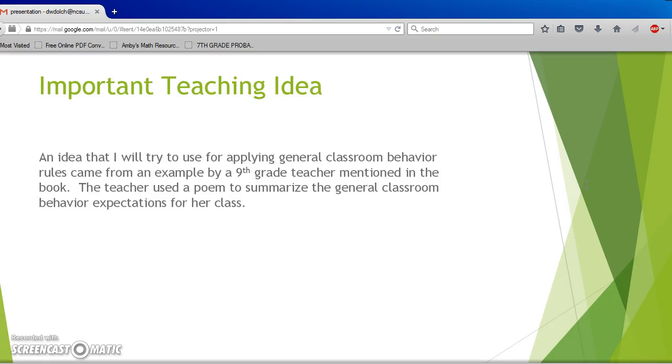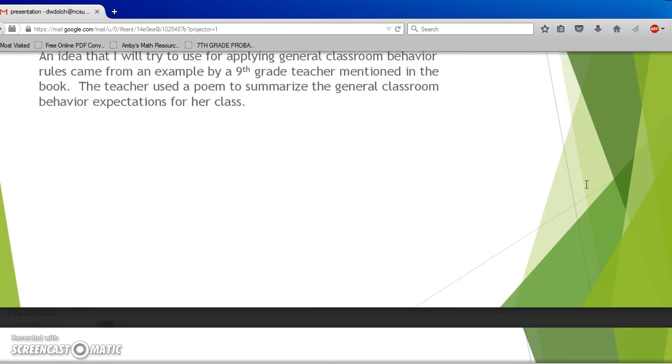Some important teaching ideas that I got. An idea was from the general classroom behavior rules. The example in the book was a 9th grade teacher who used poetry to summarize the general classroom behavior expectations for her class, and I thought that was a neat idea, and I'm going to try implementing that in my class.